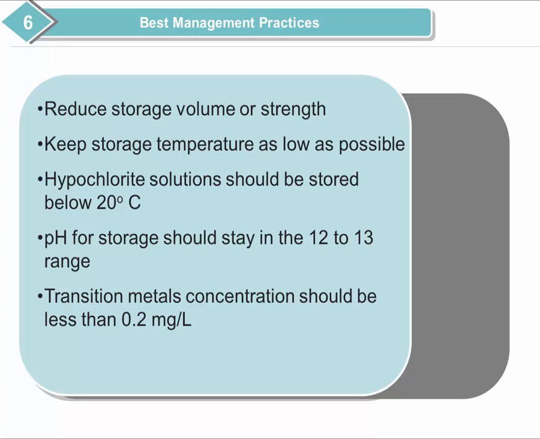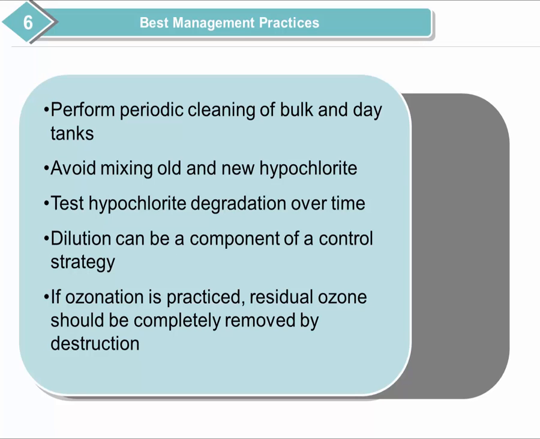The concentration of transition metals such as iron, nickel, copper, zinc, chromium, and manganese should be kept low because of their catalytic effect in the decomposition from hypochlorite to chlorate. If present in the water supply, these metals should be at a level less than 0.2 milligrams per liter. Periodic cleaning of bulk and day tanks help avoid accumulation of hypochlorite solutions.